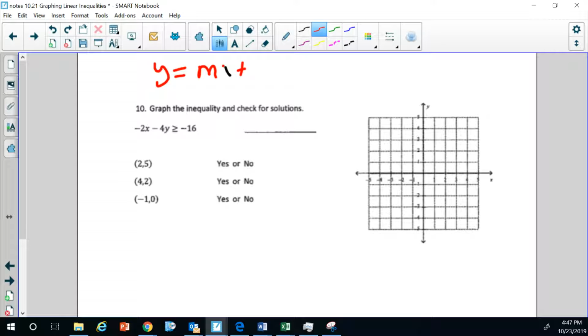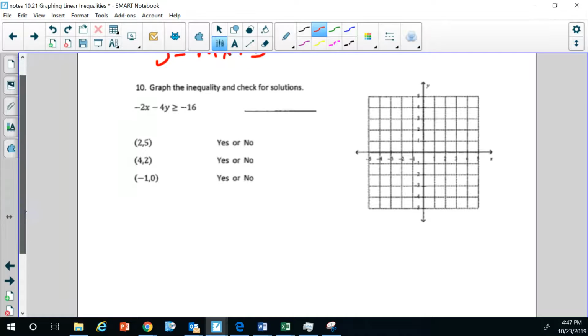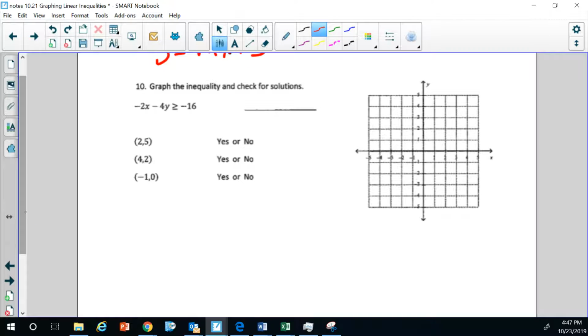Y is equal to mx plus b. That's one way of doing it. Okay, so let's do it this way first. So I have the inequality, so I'm going to solve for y.